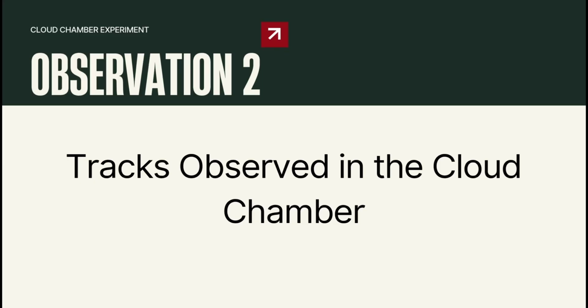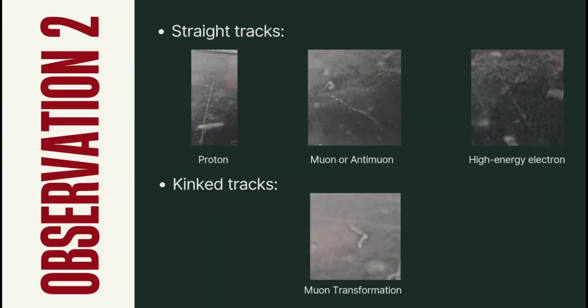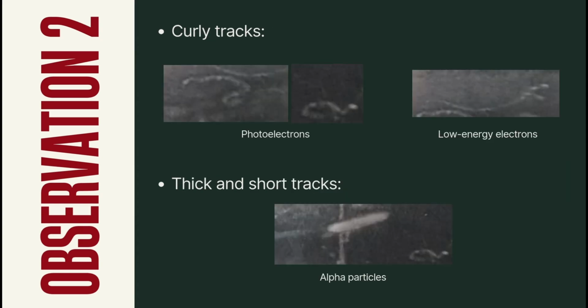I am Mayvin and I'll be talking about the second observation of our experiment, particularly the observed tracks of different particles. We observed straight tracks due to the ionization of the isopropanol molecules by high-energy muons, electrons and protons. In addition, kink tracks were also observed due to the transformation of muon into electron, antineutrino, and muon neutrino. Curly tracks due to the photoelectrons produced by the photoelectric effect or the electromagnetic scattering of electrons were also observed. Lastly, alpha particles produce thick and short paths as they are highly ionizing, right before gaining 2 electrons and becoming a helium atom which escapes to the atmosphere.